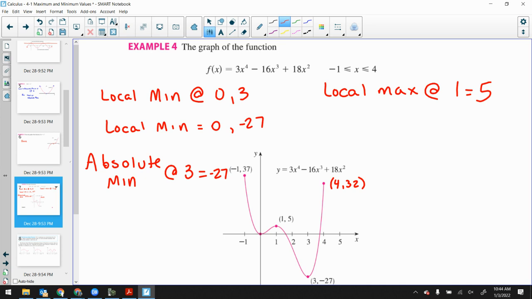And then we can say the absolute maximum. Where does that occur? Where is the absolute maximum? At negative 1, right? This is the highest point of the graph. It happens at negative 1, and it is 37.